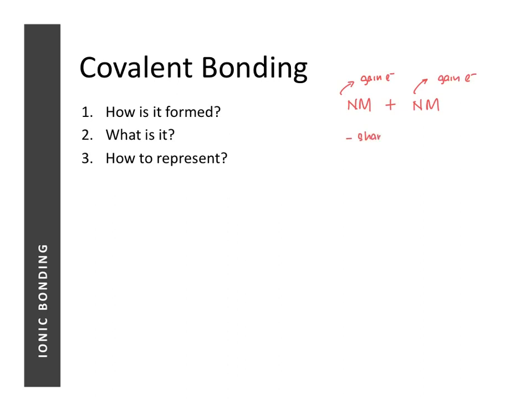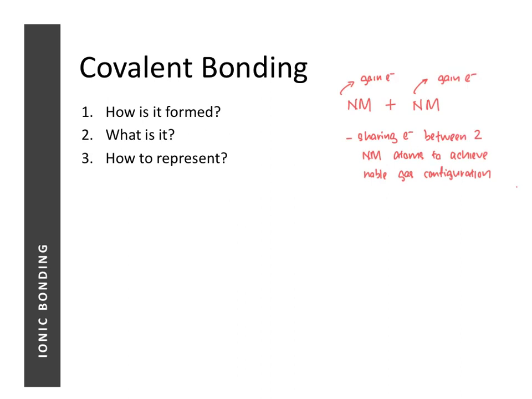A covalent bond is formed when the two non-metals share electrons, between two non-metals, to achieve again their noble gas electronic configuration. So this is how a covalent bond is formed, by the sharing of electrons. Now I'll illustrate with an example.